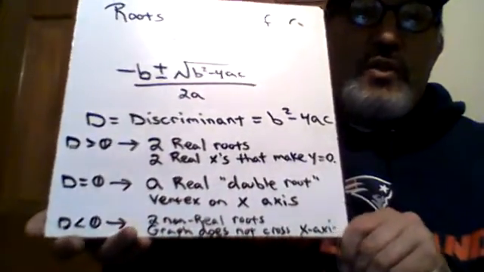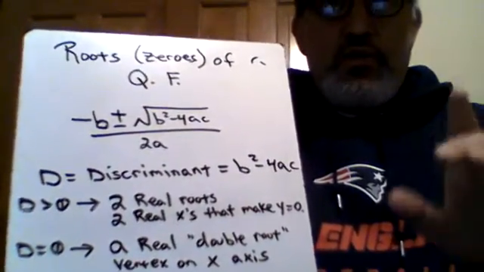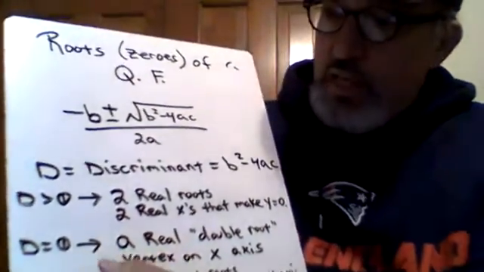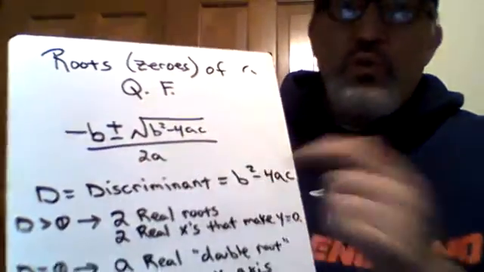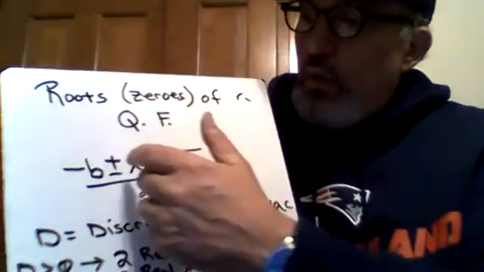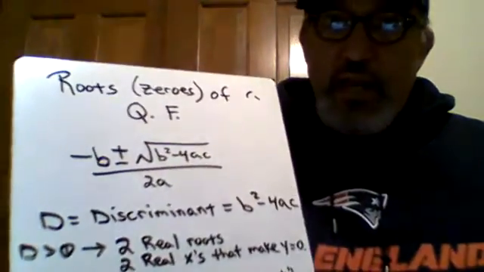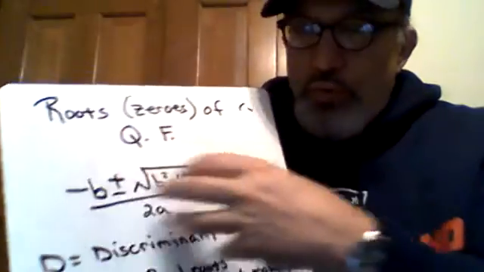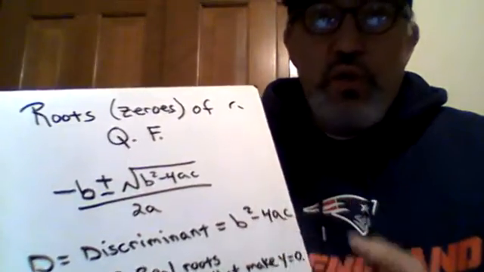And that brings us to the third case, where the discriminant is negative. D is less than 0. Now, as you know, the square root of a negative number is not real. So whether you've got the plus sign or the minus sign in front of it, if the discriminant is negative, both of those roots or both of those solutions are not real.